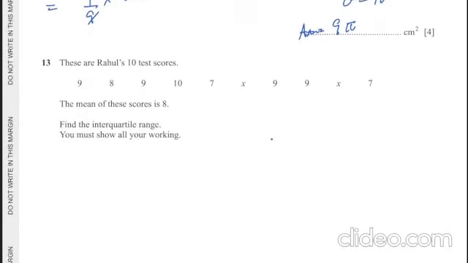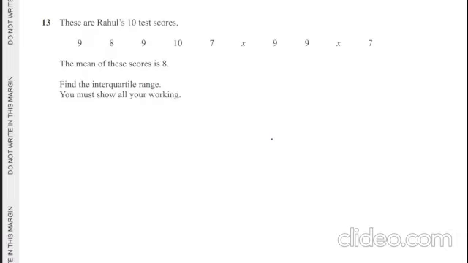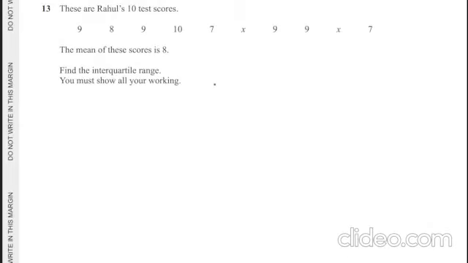Next question. These are Rahul's 10 test scores: 9, 8, 9, 10, 7, x, 9, 9, x, and 7. The mean of these scores is 8. We have to find the interquartile range and show all the workings. Before finding the interquartile range, we have to find the value of x. Then only we will be able to find the lower quartile and the upper quartile.